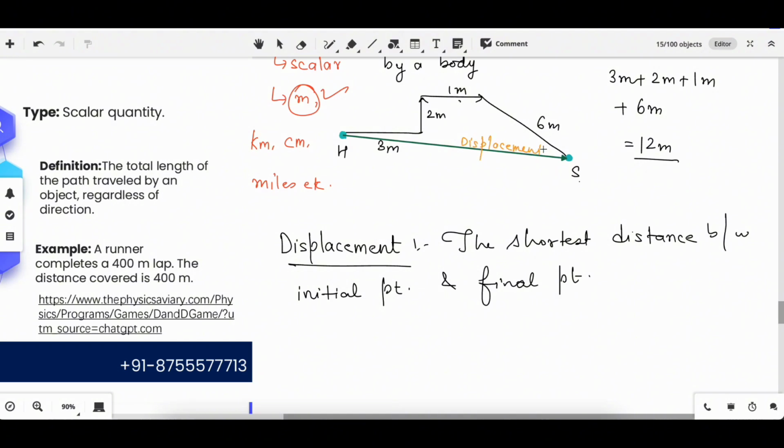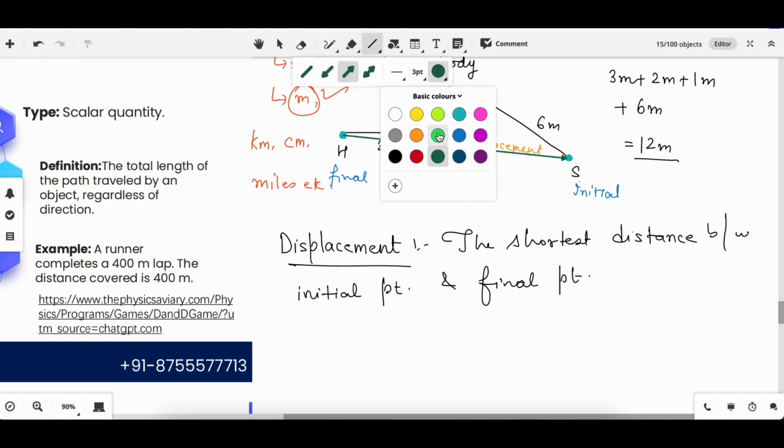Okay. Now let's suppose I am observing the motion now from school to home. So school becomes your initial point when you are starting from the school, and home becomes your final point. Then I draw a line again here.